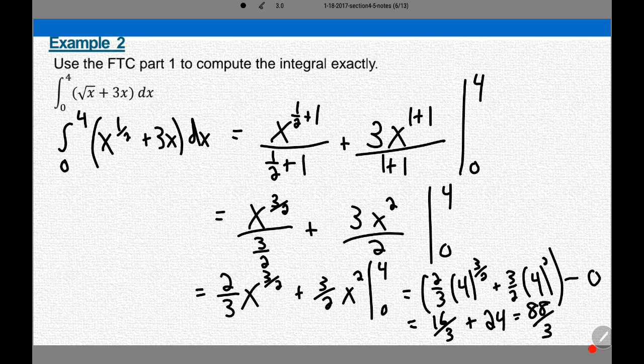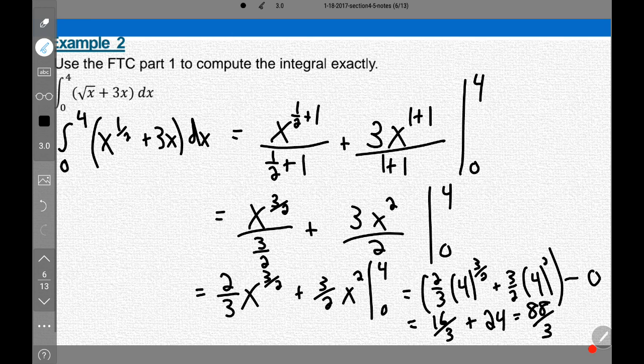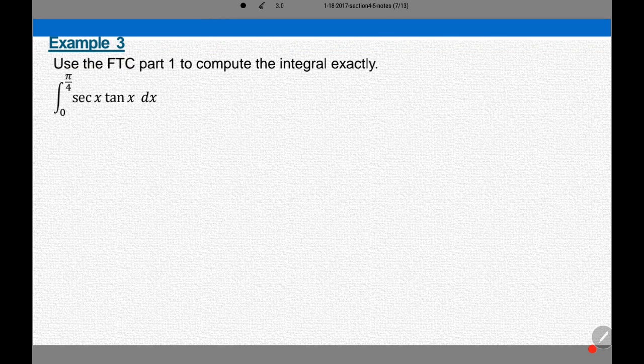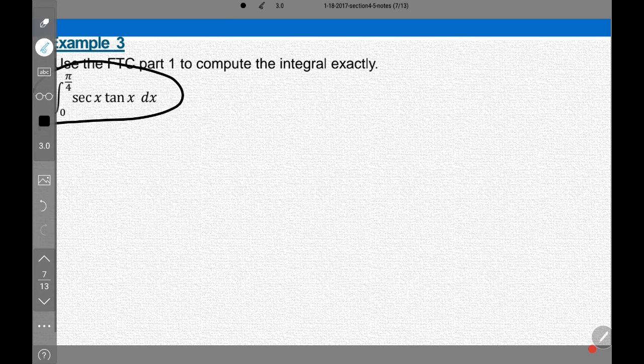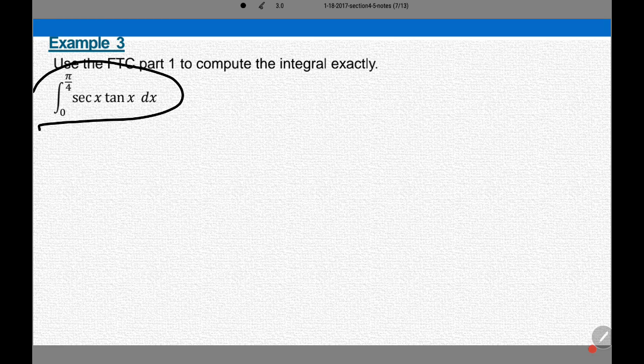I know sometimes that's not the easiest thing to deal with, the fractions, but you can verify this a few other ways. So the majority of our work on this section will actually just be using the first part of the fundamental theorem of calculus to evaluate this integral.